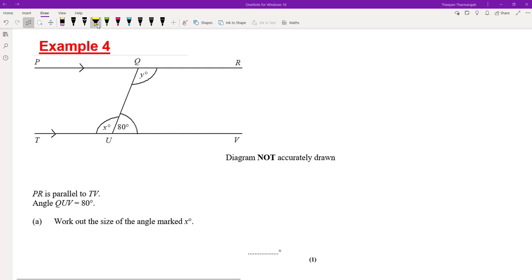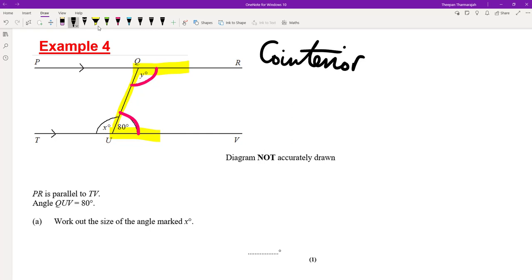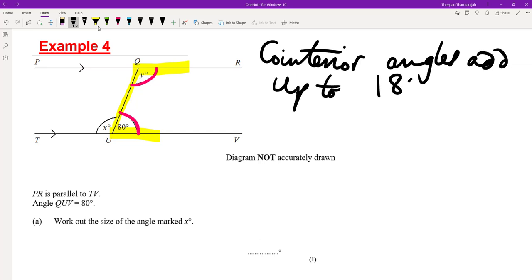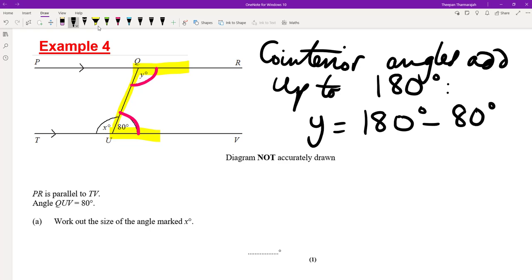Okay, welcome back. The thing to realize here is that we've got a co-interior angle. So let's draw in the C. So we've got a nice C there. So angle Y and angle 80 must add up to 180. So we can say co-interior angles add up to 180 degrees. So Y is 180 degrees minus 80 degrees. So Y equals 100 degrees.